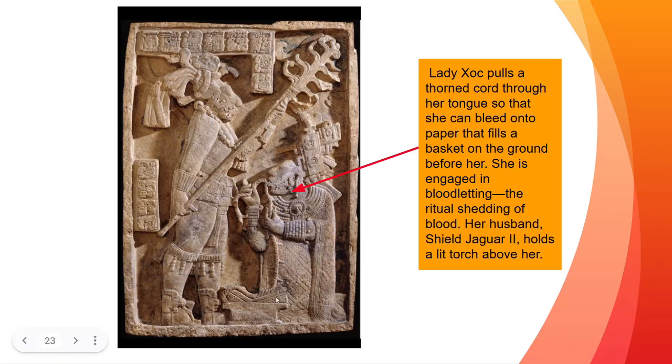So what we're seeing with Lady Shook, see this little ropey? See how the ropey has some thorns? Owie, she's pulling it through her tongue. So it is a thorned cord, and she's pulling it through the tongue so that she can bleed onto a paper below that fills the basket on the ground before her, this down here being the basket. So this is the bloodletting ritual.